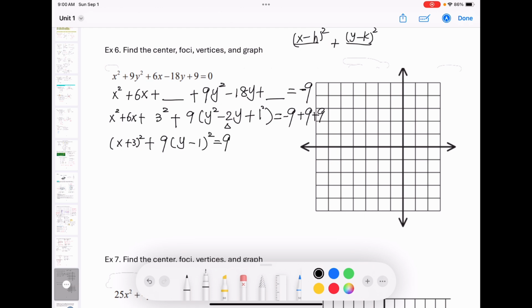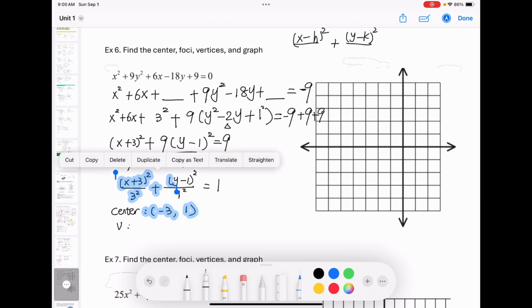We need to make a 1 on the right hand side, so divide by 9, everybody. So we have x plus 3 squared over 9. 9 is 3 squared. Plus 9 over 9 is 1. Y minus 1 squared over 1 squared is equal to 1. Now we have the 1. What is the center? It is negative 3, comma 1.